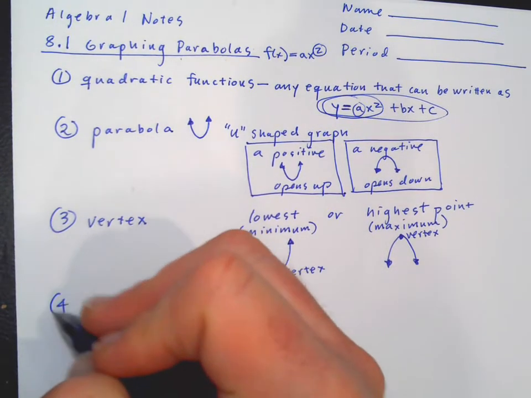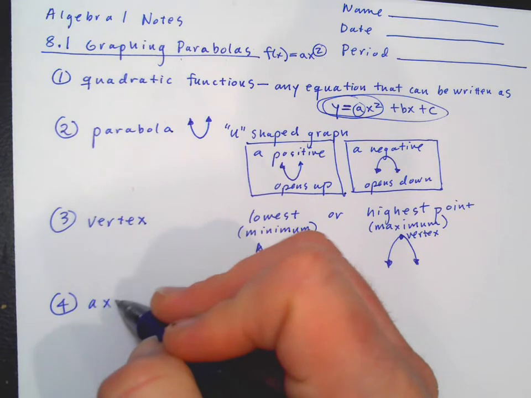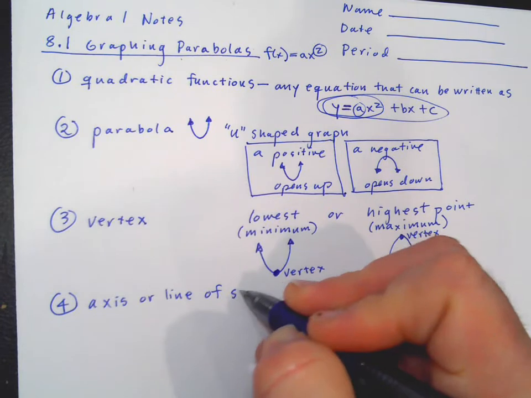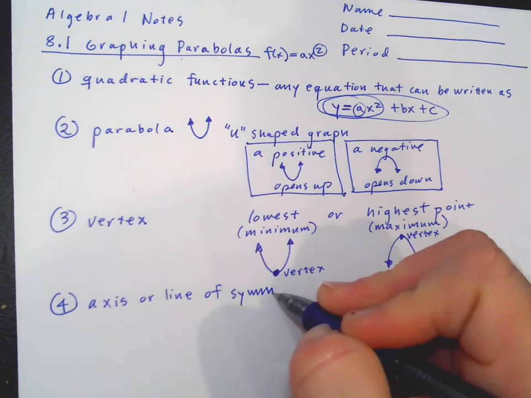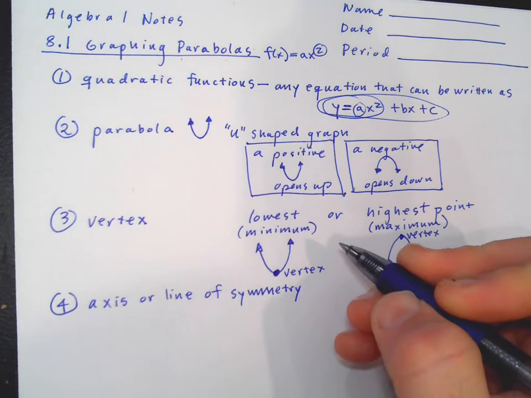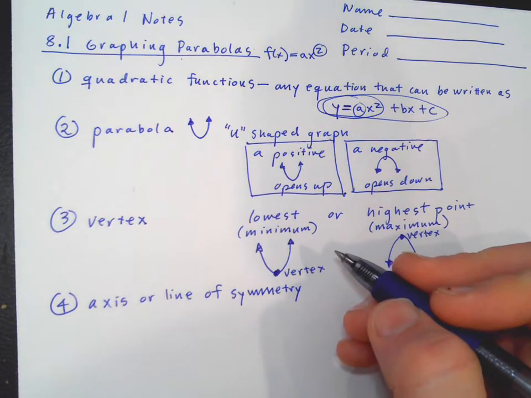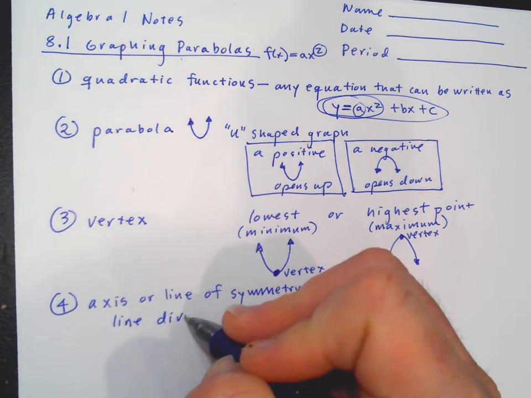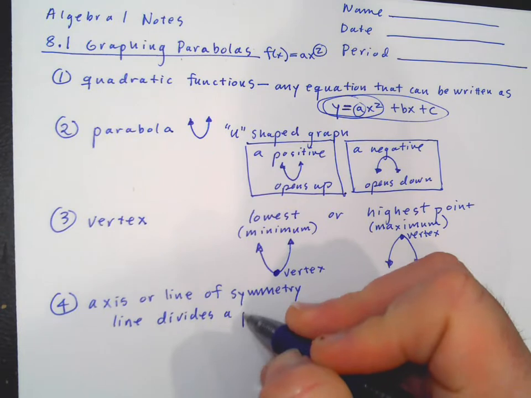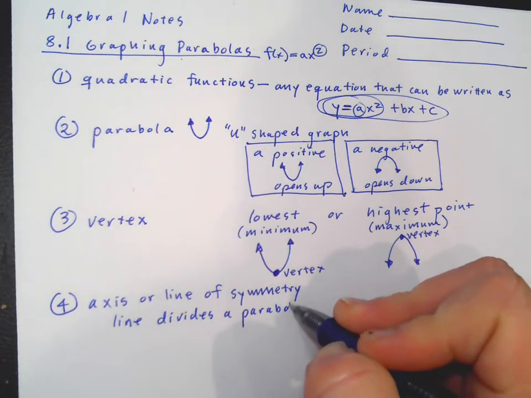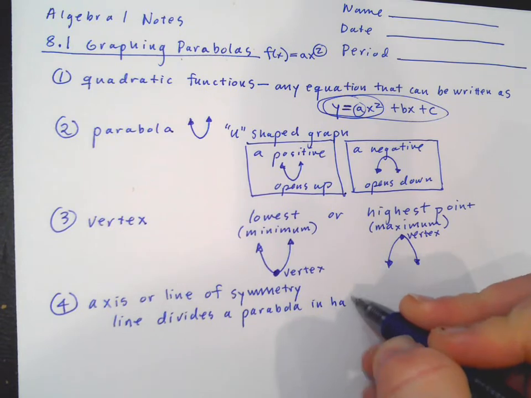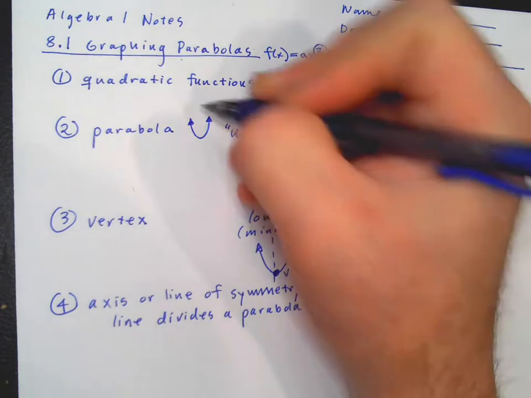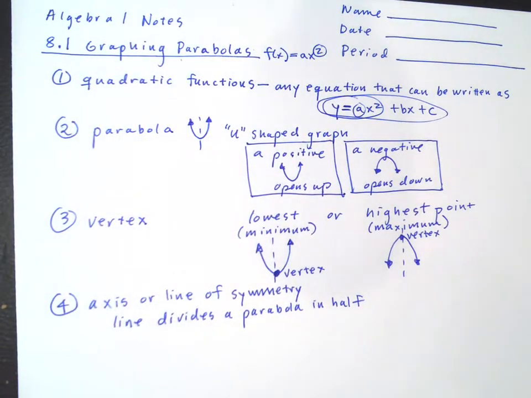Number 4, there's something called the axis, or they might call it line of symmetry. Symmetry means something has the same thing on one half as the other half. So it is the line that divides a parabola in half. And like on these right here, it'd be like a line like this. We usually draw it dashed. It's a vertical line. It's up and down.